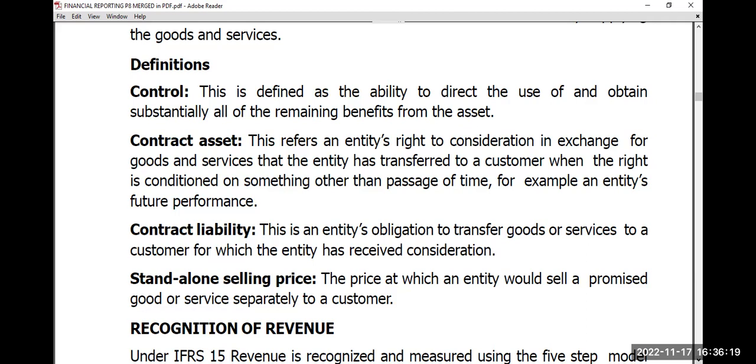If that item can be sold on its own, or that item can function on its own, then we assign a value on those goods. But mostly what happens in these contract arrangements is that sometimes these goods are sold in bundles.